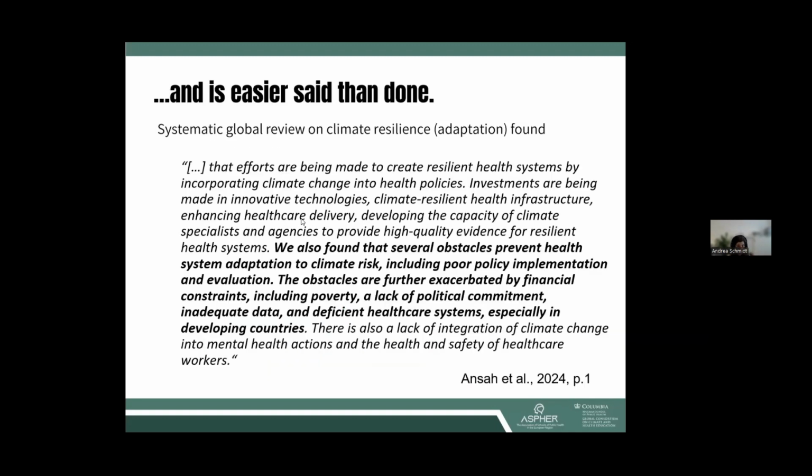And that's also found when we look into the literature. There's one systematic review that found, for example, that there are several obstacles in the area of health adaptation: poor policy implementation and evaluation, but also financial constraints, poverty, a lack of commitment, inadequate data, and deficient health systems, especially in developing countries. So we can see that on the one hand, the lack of evidence and indicators and evaluation, but also the lack of policy coordination is a big issue in practice.